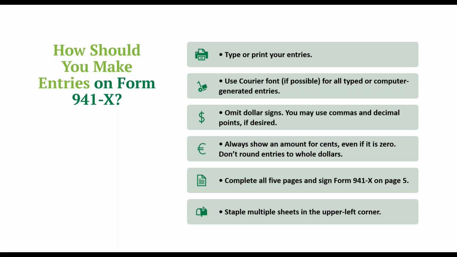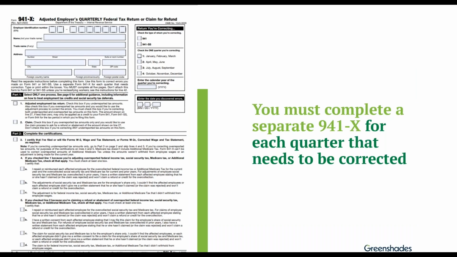You do need to complete all of the pages, even if you're only correcting one field, and you need to have a signature on page 5. And then if you have multiple sheets, which you do because there's more than 5 pages, you should staple them together in the upper left corner, but make sure that all the pages are still readable. If you have multiple quarters that need to be corrected, which is often true, we make one error that needs to be corrected, and we have what's called a cascading correction. So one correction leads to multiple corrections.